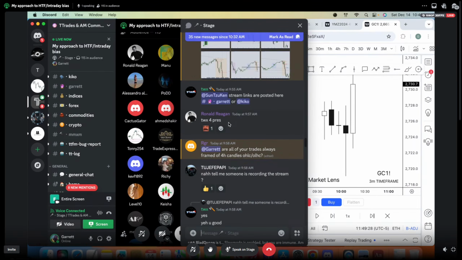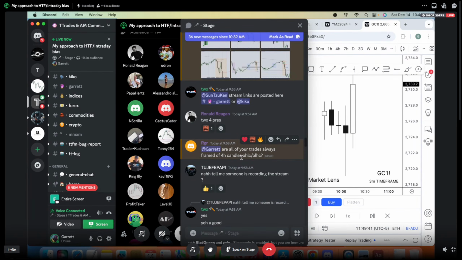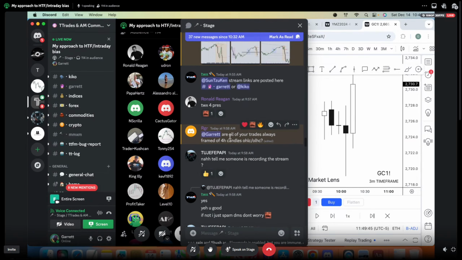Are all your trades always framed on 4 hour? Yeah. For intraday, lower time frame stuff, I'm usually trading within a 4-hour expansion candle, and the daily profile is supported by the daily candle. So I'm aligning expansion candles away from some sort of manipulation.